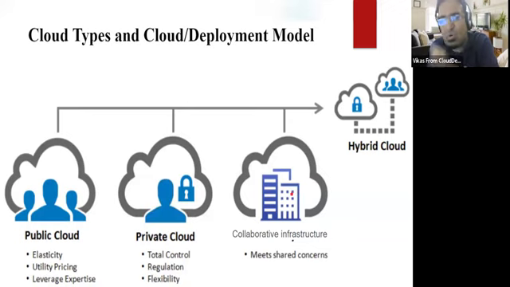In the same way, two different companies have the same mindset and want to work together. That is called collaborative or community infrastructure. Or two or three companies create their resources in the same network, that is called community cloud. Got it?